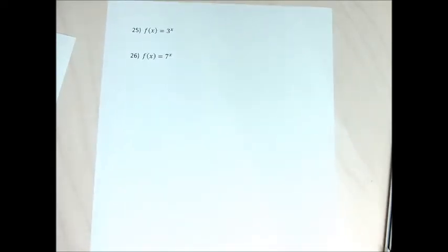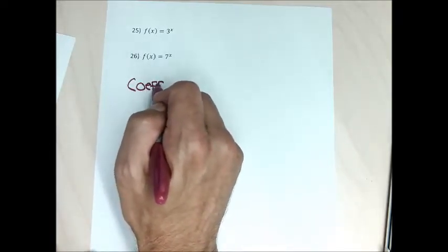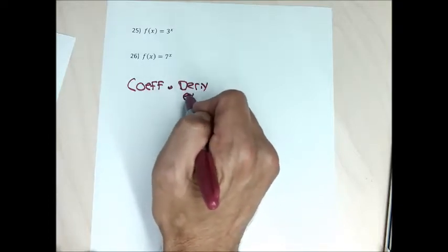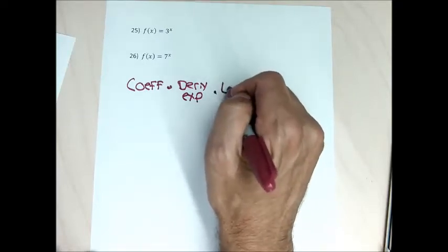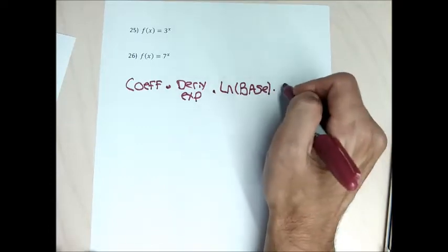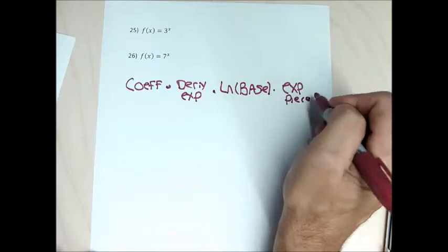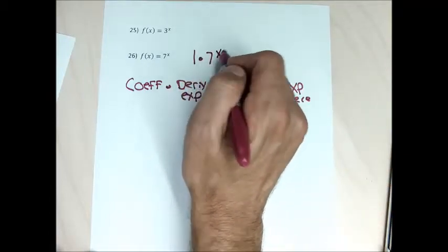So 25 and 26 are exponential functions. The base isn't e. So for the derivative, it's the coefficient times the derivative of the exponent times the natural log of the base times the exponential piece. And in problem 26, this is really 1 times 7 to the x.